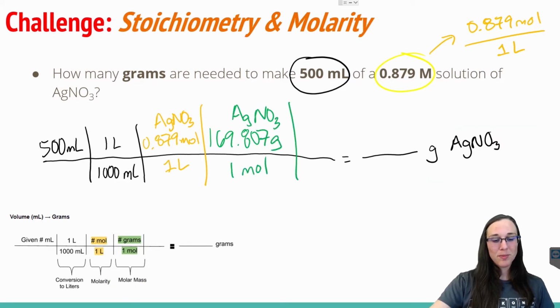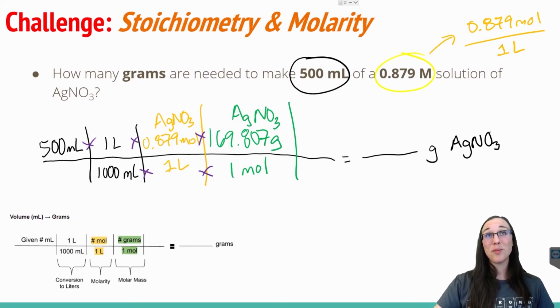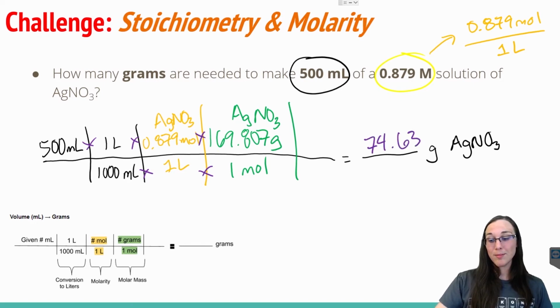Now all I have to do is multiply the values across the top and the values across the bottom, then divide the 2 for my final answer, which happens to be 74.63 grams of silver nitrate.